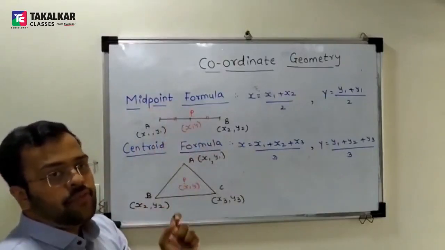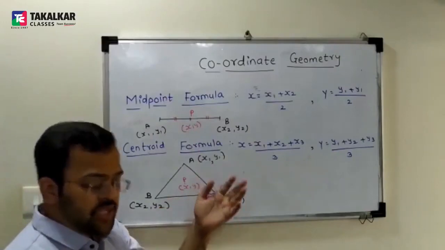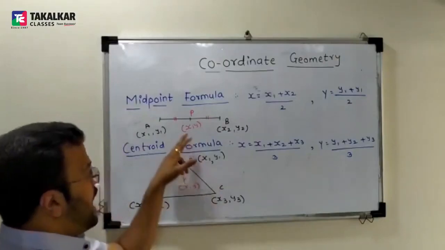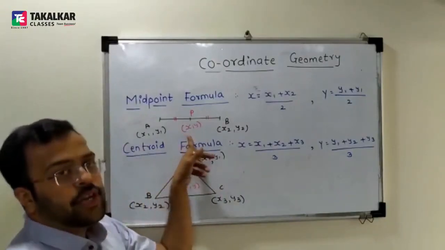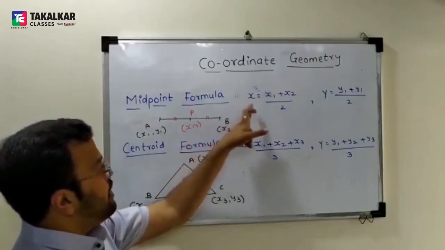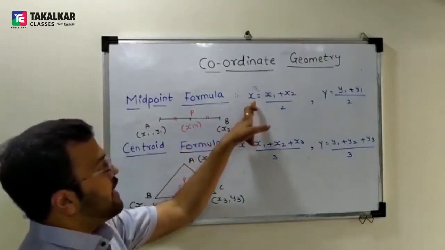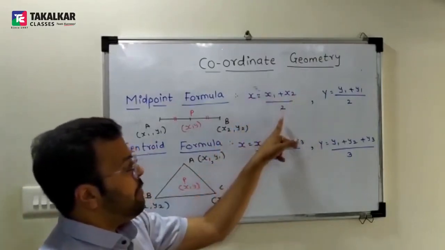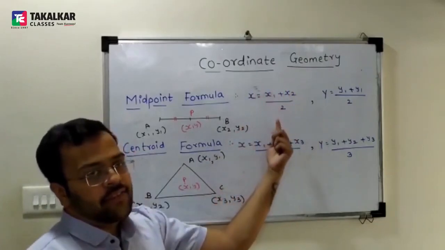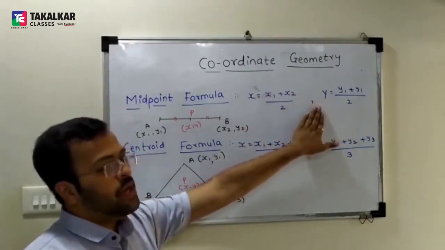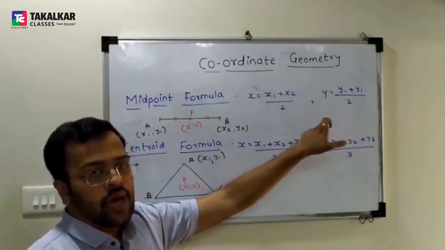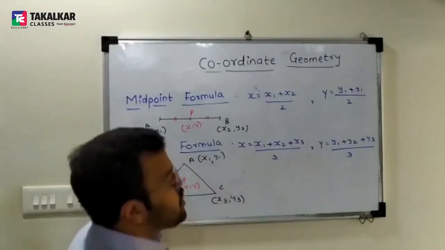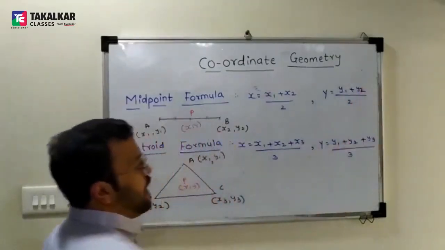So what is the simple definition of midpoint? The point which divides a line into equal parts is known as the midpoint. So I have to calculate the coordinate of this midpoint, which is very easy. Now look at this formula. Suppose this is my x coordinate, I have to calculate this x. So what is the formula for x? x1 plus x2 upon 2. Just add and divide by 2. Similarly, what is the formula for y? y1 plus y2 upon 2. So here you have to write y1 plus y2 upon 2.